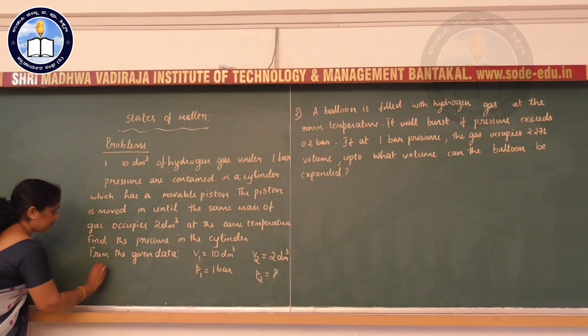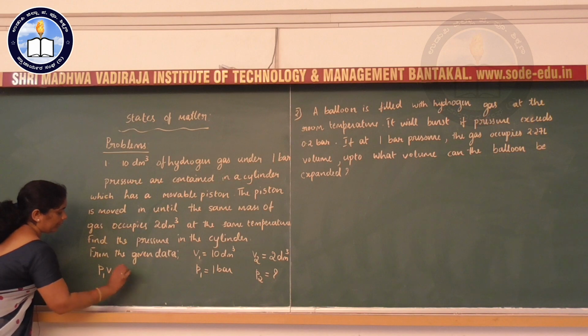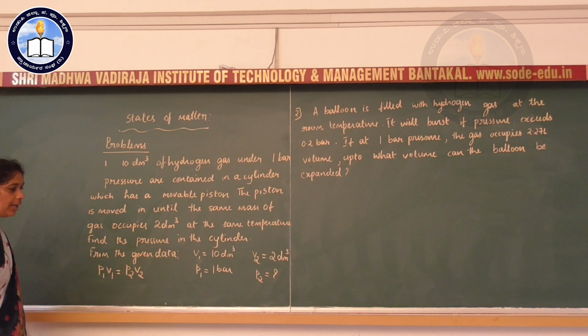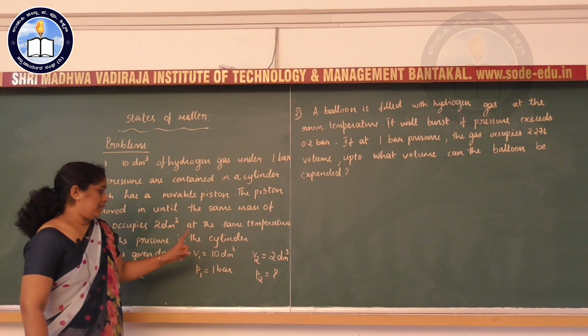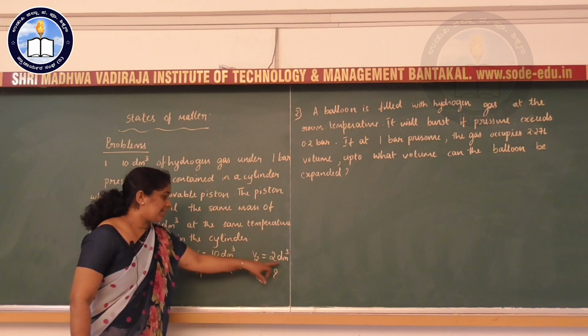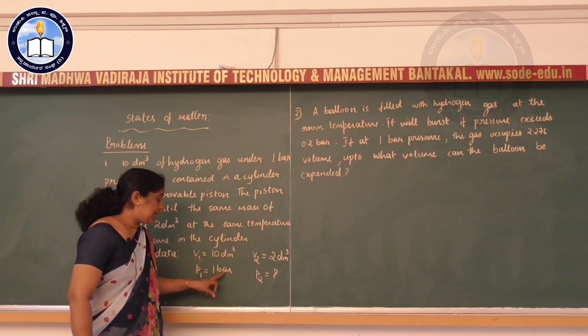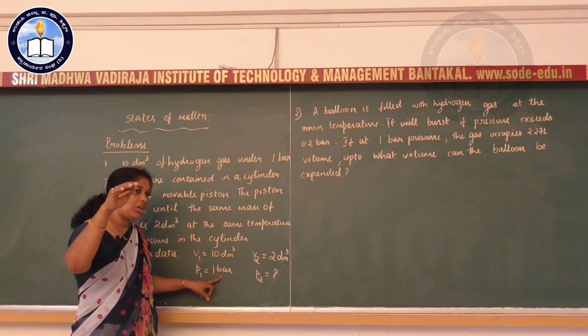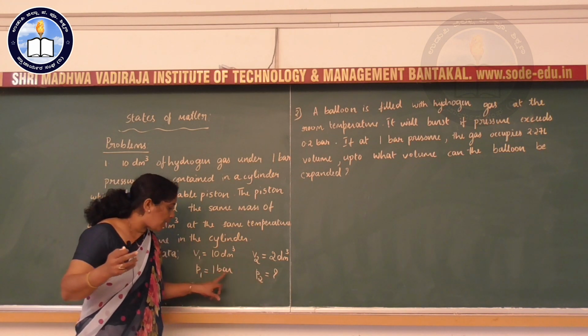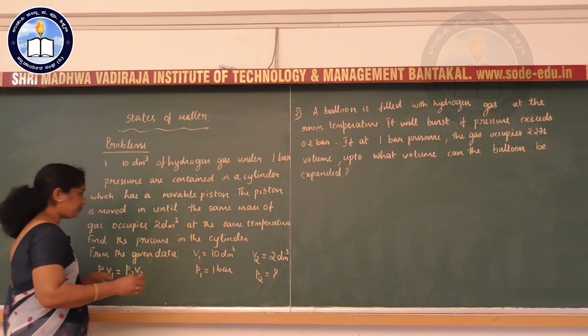According to Boyle's law, we know that P1 V1 is equal to P2 V2. What do we have to find out? P2. We know that when volume V1 becomes V2, the volume has reduced. But what happens to pressure? When volume is reduced, pressure has to increase. So the answer we should get is more than 1 bar.